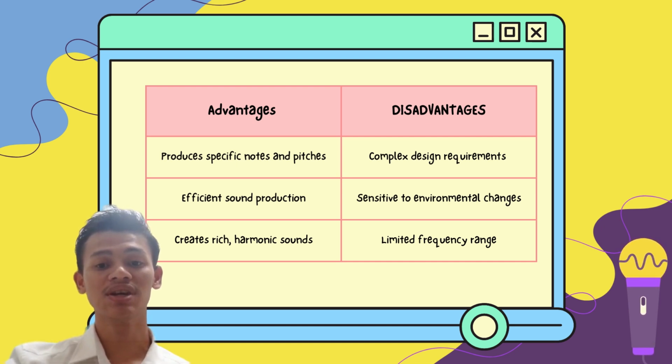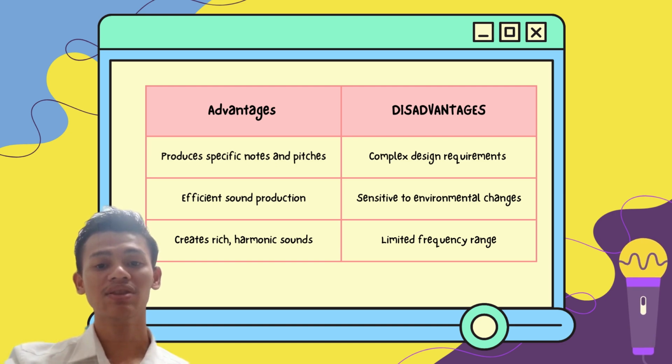Second is efficient sound production. Instruments are designed to amplify standing waves, making sound production efficient and loud without requiring excessive effort. Last is rich and harmonic sound. Standing waves naturally produce harmonic overtones which enhance the richness and timbre of the instrument's sounds.